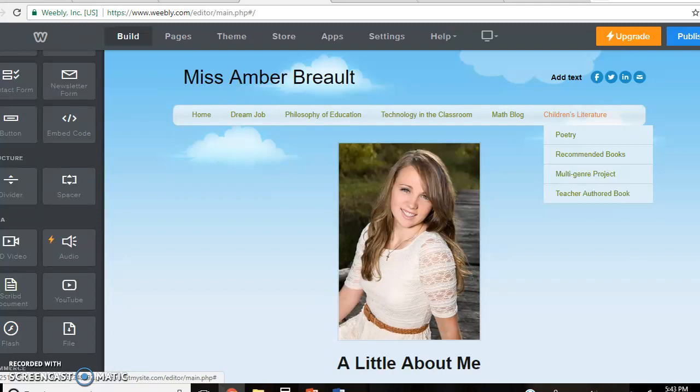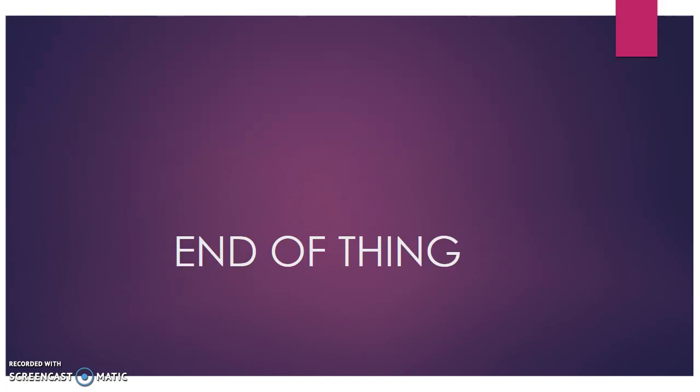Also on one of the tabs you can see that I have pulled up is children's literature that I created, poetry, recommended books, and multi-genre project, and then a book that I also wrote, so the teacher authored book. So these are some great ways to get your classroom, to promote your classroom. And that is end of thing two.